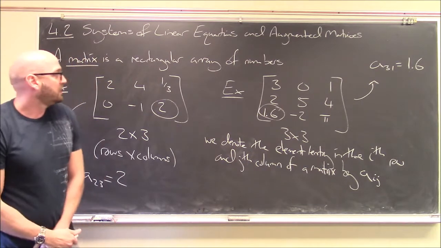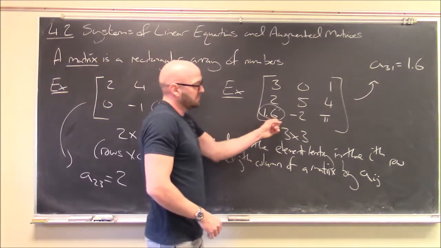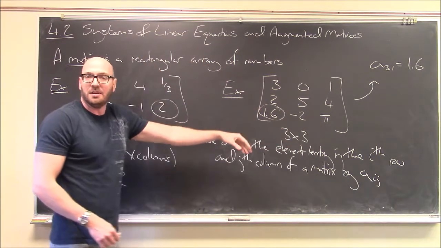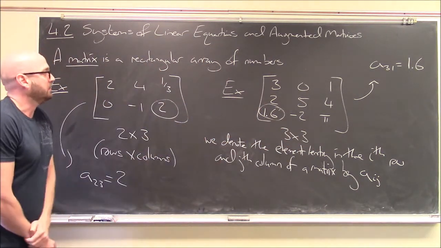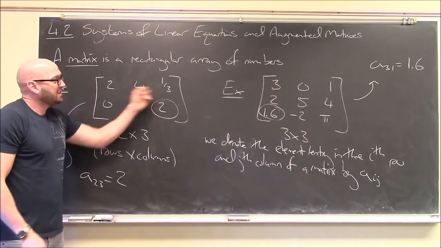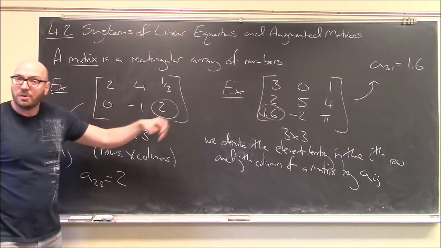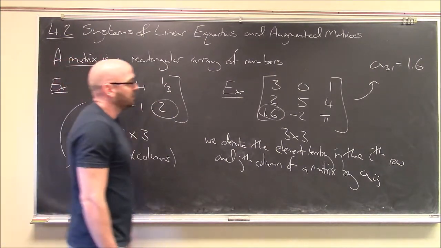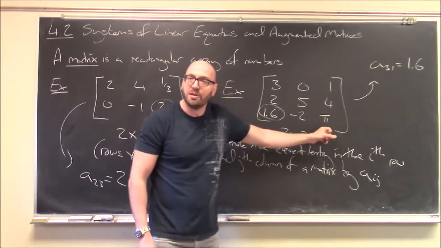You'll notice in the second matrix I've introduced some stranger numbers. I've got 1.6 in here, I've got pi. These can be any numbers at all that you want; they just have to be real numbers. Usually they'll be integers, but there will often be fractions as well. So typically they will at least be rational numbers. We won't often see irrational numbers in our matrices.